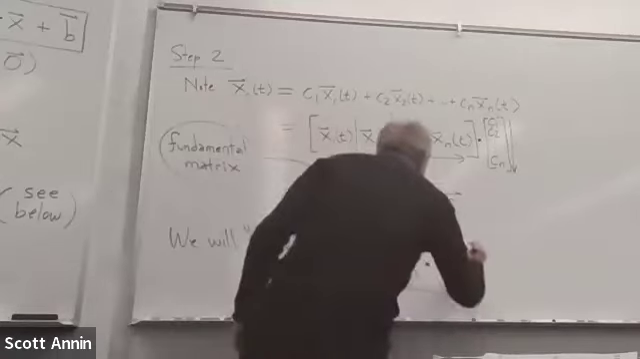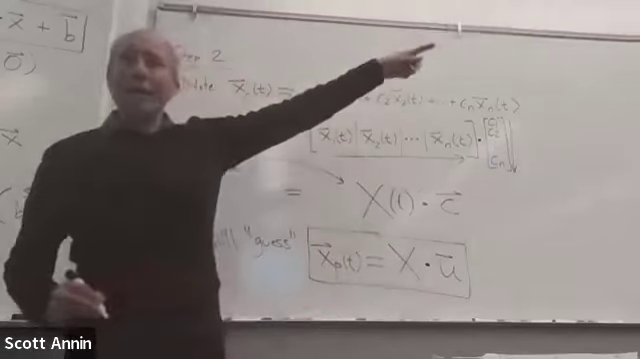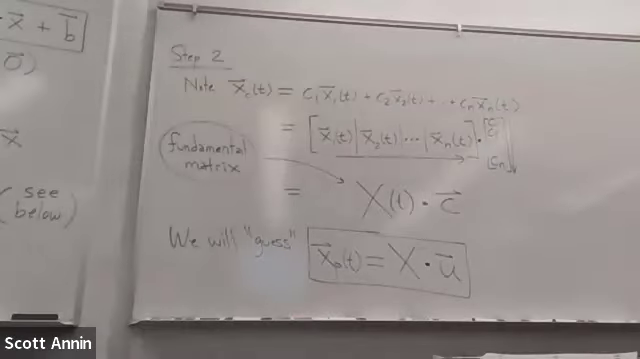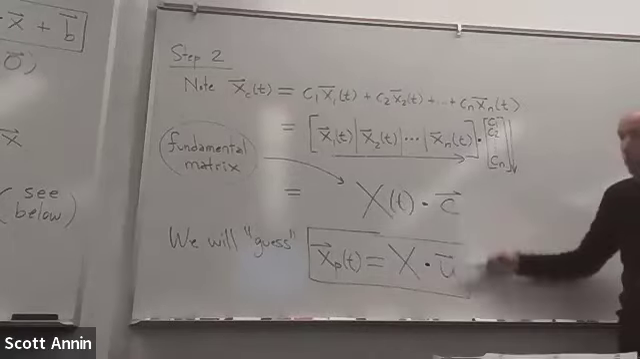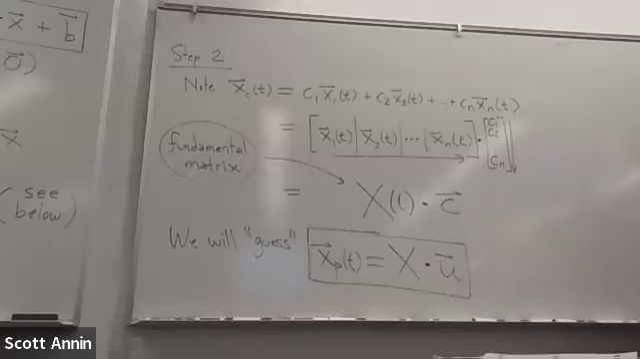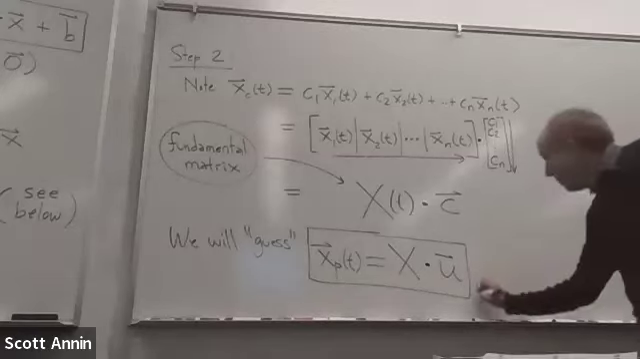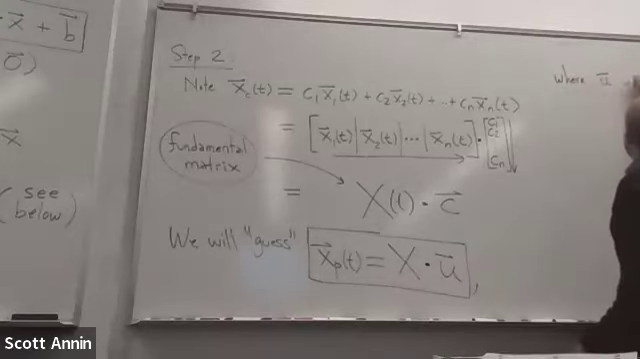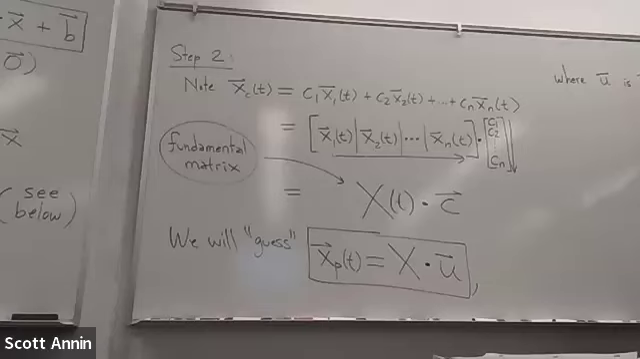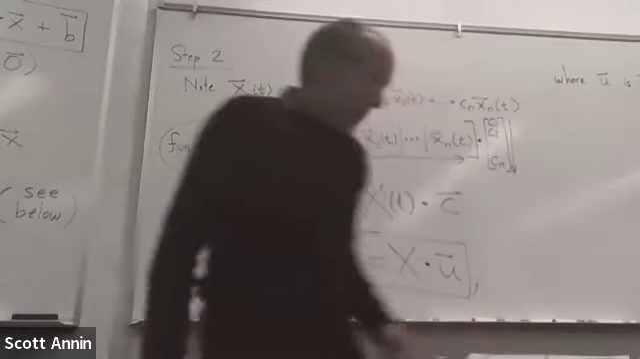The particular solution is going to be capital X times U. So I'm going to do the same thing that I did in chapter 8, where I turned the C1 and the C2 into U1 and U2. Here, I'm just going to turn the C into a U. It's the same kind of philosophy. And this is going to be where U is to be determined. Okay, so we're going to have to work that out.